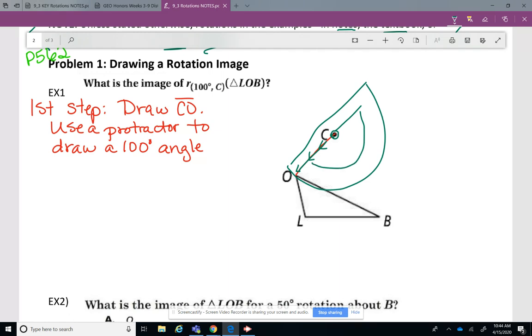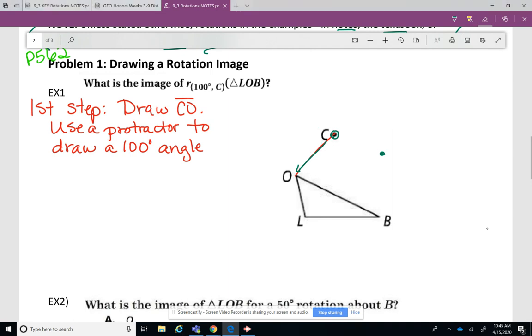Okay. Now I'm going to go 100 degrees. It's probably about right here. Okay, so I'm going to make a little mark, and then I'm going to move my protractor because I don't need it anymore. And I'm going to draw from that to that point. I don't know how long I need it, so I'm just going to draw it out. All right, this angle right here is now 100 degrees.